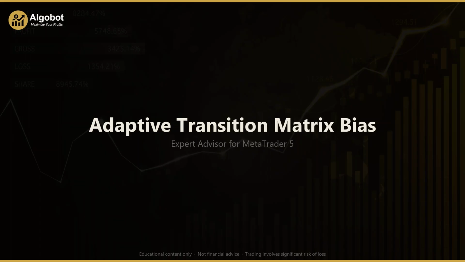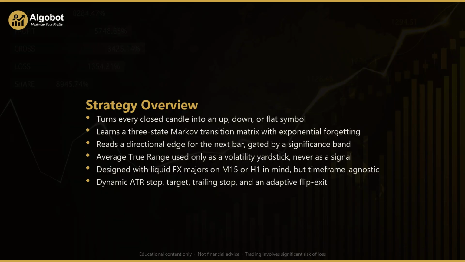I'm your host, and in today's deep dive, we explore an expert advisor called Adaptive Transition Matrix Bias. This is a strategy built entirely from first principles. It uses no classic chart patterns and no support or resistance. Instead, it turns each finished candle into a simple symbol, and then learns how those symbols tend to follow one another. Stay with me, and you'll see exactly how it reads the market, how it opens and manages positions, and how the code works, line by line. Let's start with the big picture.